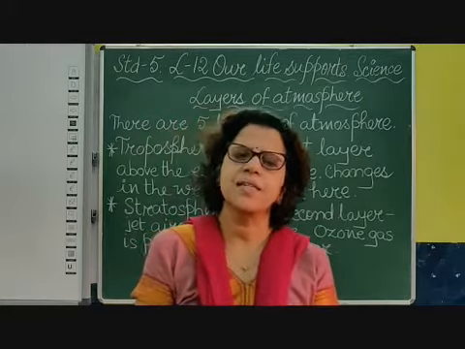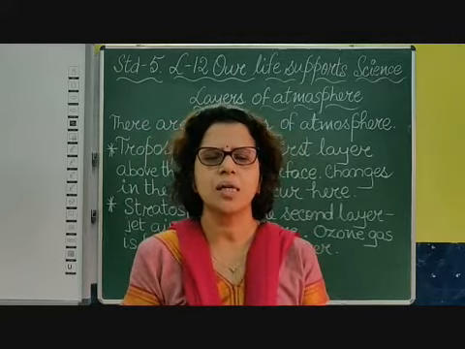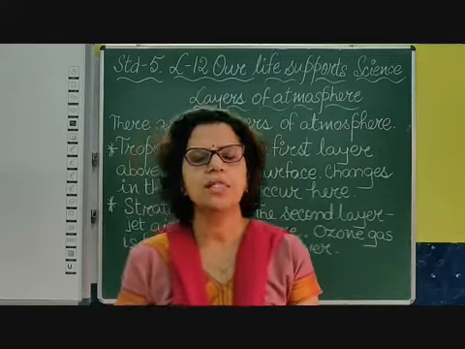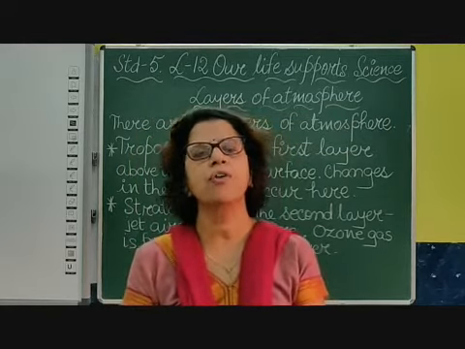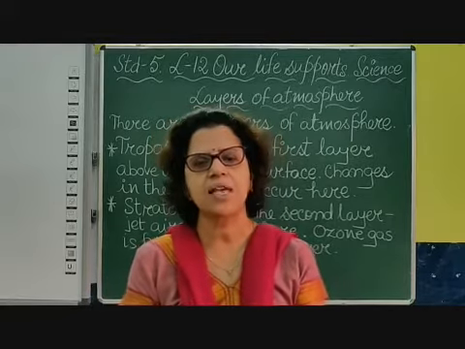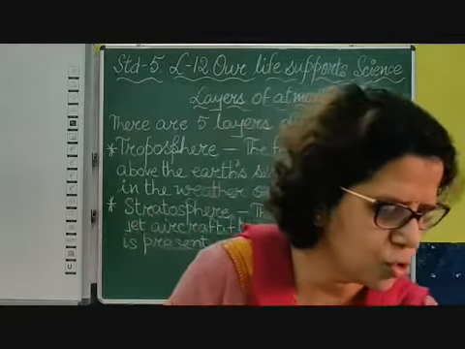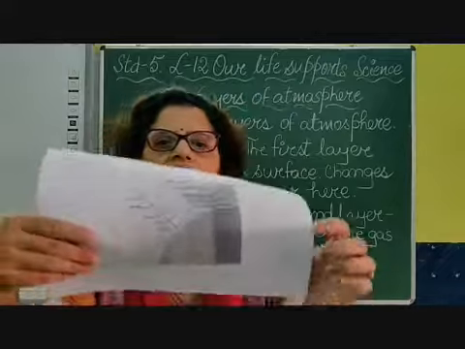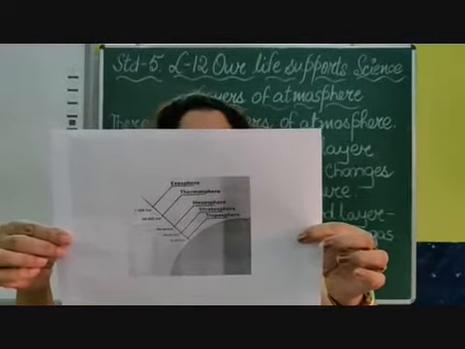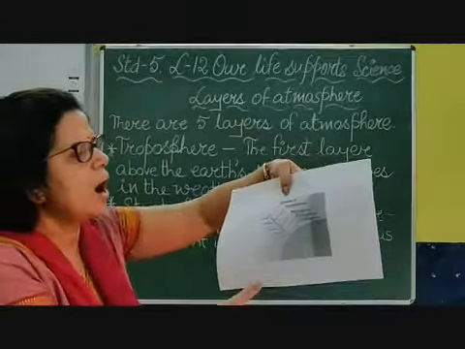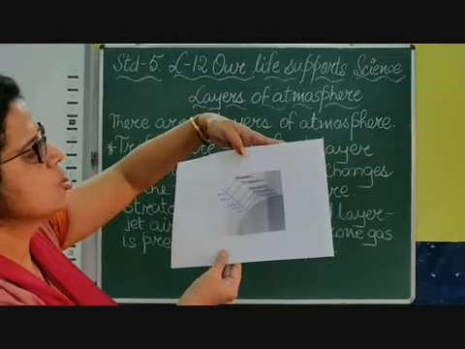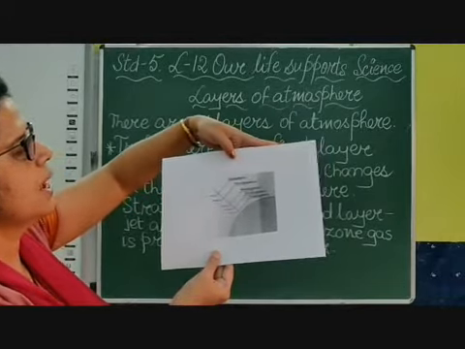Children, as we discussed, the air around us is in different layers. Good morning children. In this module we are going to study about different layers of the atmosphere. Children, there are 5 layers of atmosphere which I am going to show you. You should know the names of these layers. They are troposphere, stratosphere, mesosphere, thermosphere and exosphere.